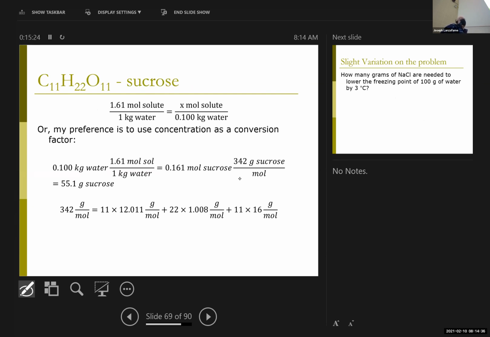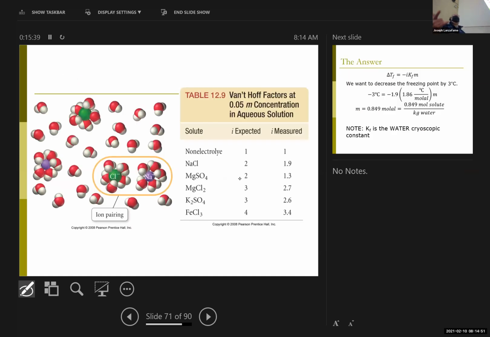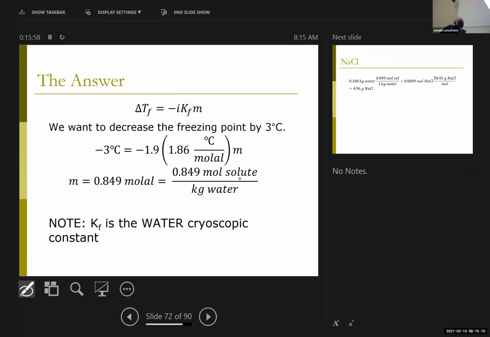If I try to achieve the exact same change in freezing point using sodium chloride, it's the same amount of water, the same freezing point, a different solute. Again, the big thing here is sodium chloride gives me almost 2 full pieces for each molecule, so I essentially have twice the molality, well, 1.9 times the molality. It's also a smaller, lighter molecule.